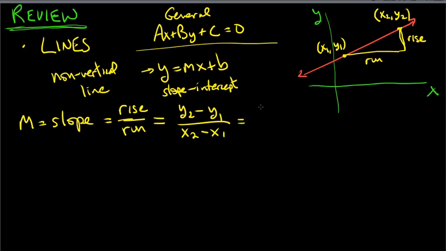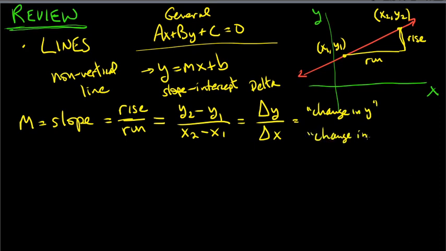Or you can think of the rise as a change in y. So delta y is a change in y, and delta x is a change in x. So this triangle here is the Greek letter delta, the capital delta. And again, this just means a change in y. And likewise, delta x is a change in x. It could be a big change, it could be a small change, but it's a change.